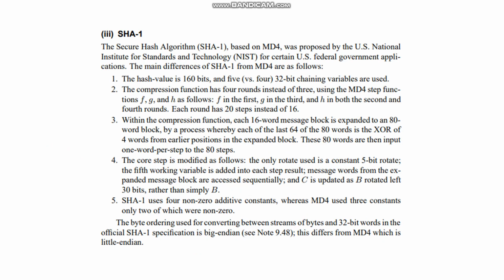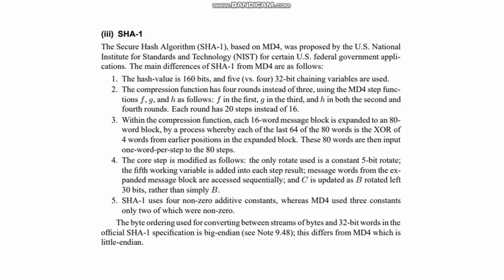And also secure hash algorithms. SHA-1 is based on MD4 and was proposed by the US National Institute of Standards and Technology, as we know, NIST, for certain US federal government applications. The main differences of SHA-1 from MD4 are as follows. First, the hash value is 160 bits, and 32-bit chaining variables are used.